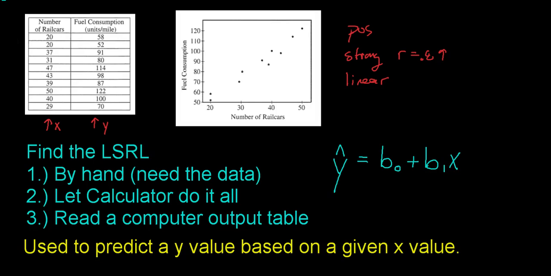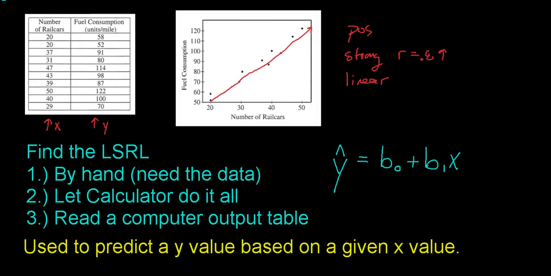All right. Now the next thing we want to do is find the least squares regression line, right? Back when you were a little kid, you called that a line of best fit. How can I find that line of best fit right there? Well, there's three ways you could find that line of best fit. By hand, let the calculator do it all, or read a computer output table.